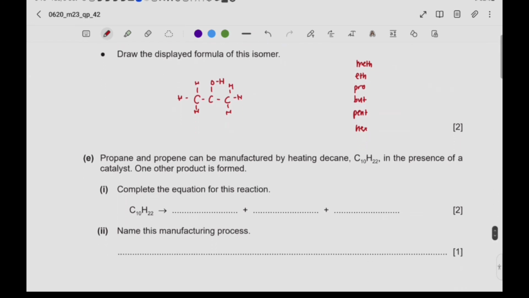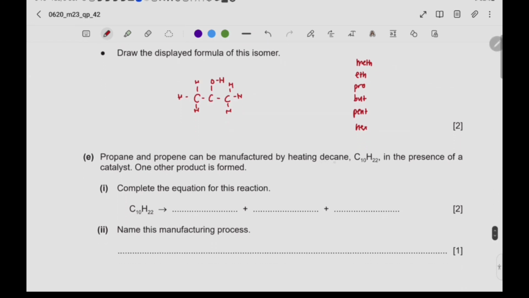They say that when you heat it, you can form propane and one more other product. So propane, like the one I taught you to memorize, CnH2n+2. C3H2n, which is 6 plus 2, so H8.